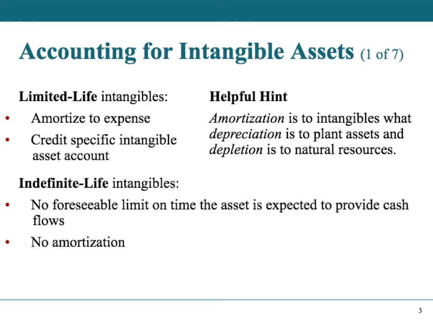limited life versus indefinite life. If an intangible has a limited life, then we will amortize it to expense. Amortization is very similar to depreciation or depletion. But instead of using accumulated depreciation, we will use a credit to the specific intangible asset account because it's literally shrinking, so to speak. If a patent used to have a 20-year life, now it's maybe down to 5. So that's why you don't have to create an accumulated amortization account. And if you have an indefinite life intangible, then you cannot amortize it because you cannot divide it by a certain number of years. So that's something to remember.